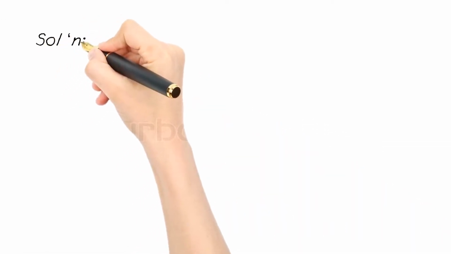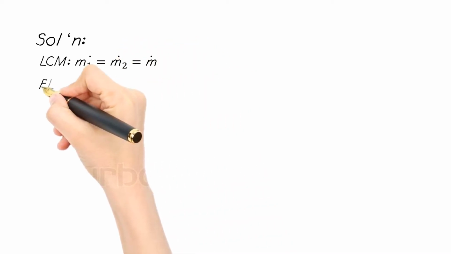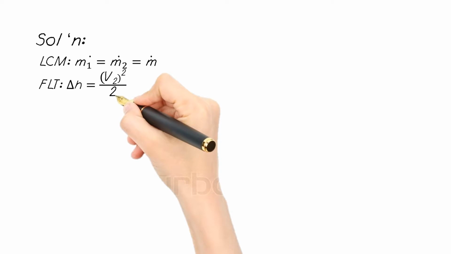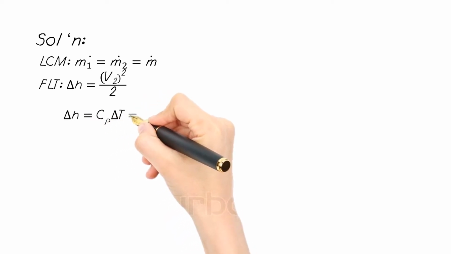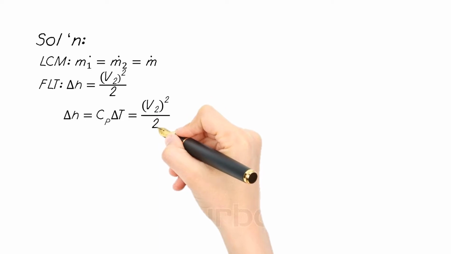For the law of conservation of mass, mass at state 1 is equal to the mass at state 2. Applying the first law of thermodynamics, change in enthalpy plus change in kinetic energy is equal to the heat transfer and work done. Since the kinetic energy at state 1 is negligible, the process is reversible and adiabatic, and change in enthalpy is equal to Cp dT, the resulting equation is exit velocity equal to the square root of 2 multiplied by the specific heat at constant pressure times the change in temperature.